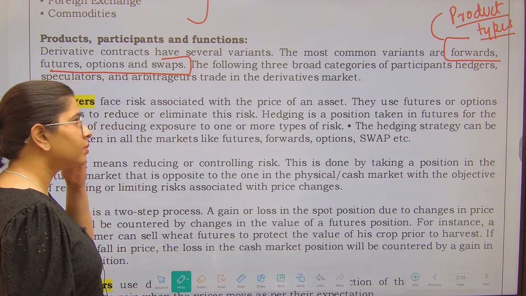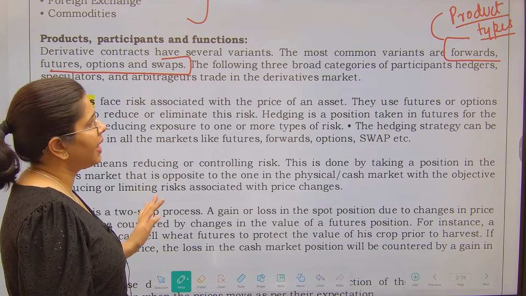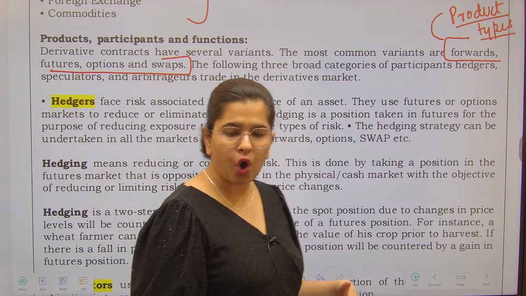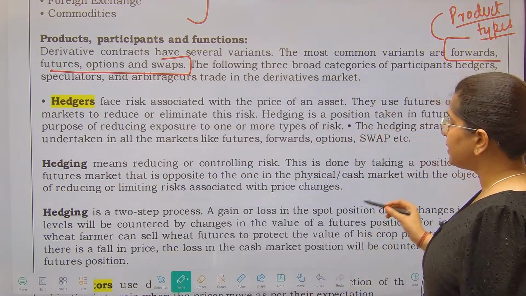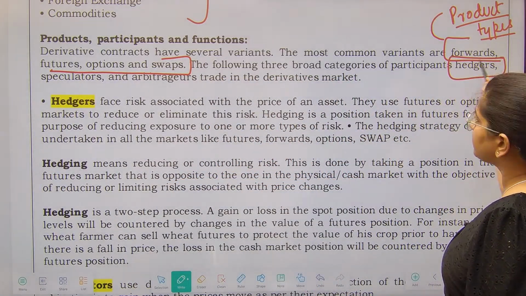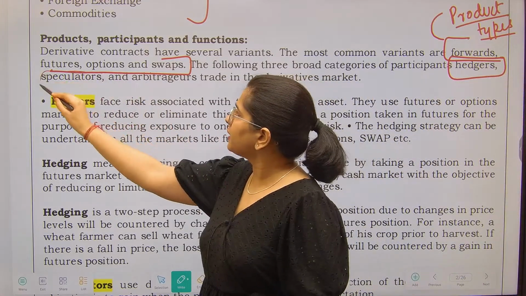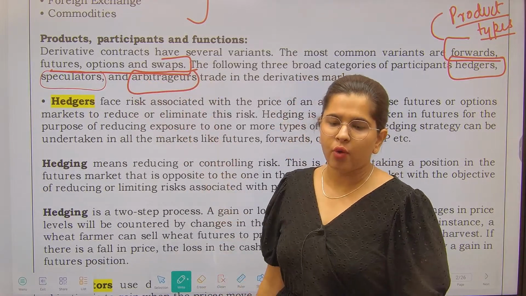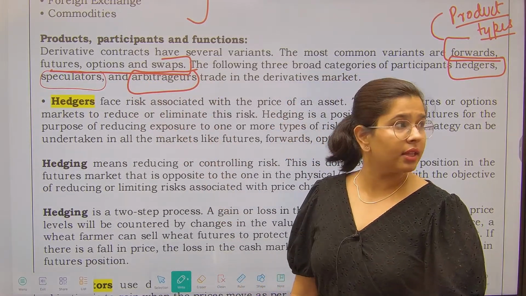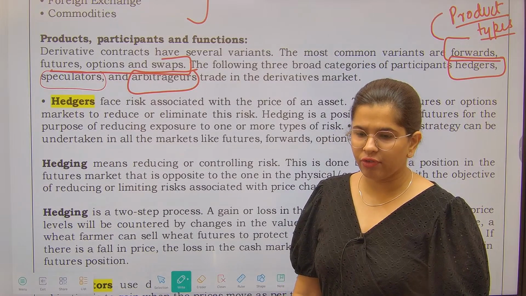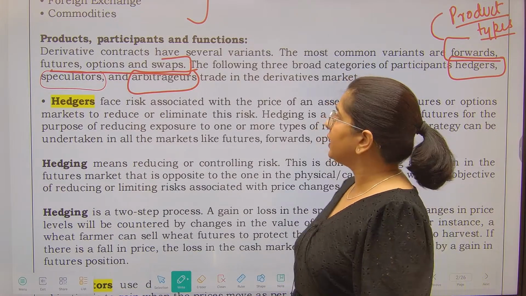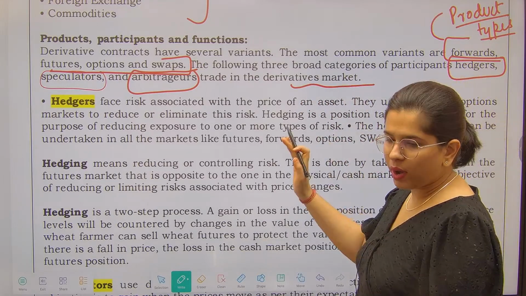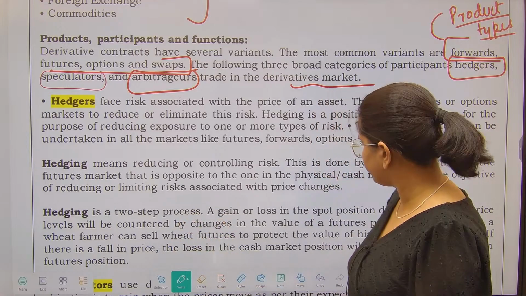Yes. So these are the most common variants we have seen. Now we are talking about the participants, right? After this, who all are the participants? So participants can be hedgers, speculators and the arbitrageurs, right? These are the three types of participants that we have, trading in the derivatives market. Now we will be talking about each of them one by one.